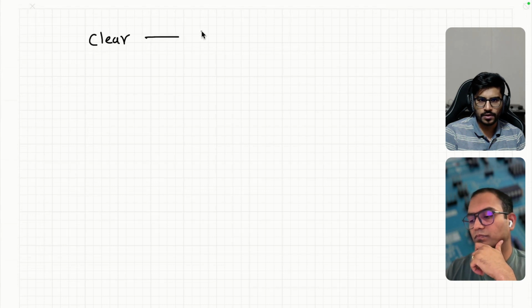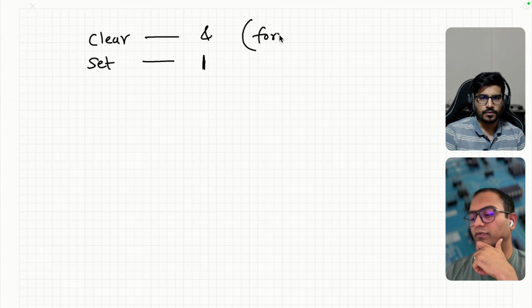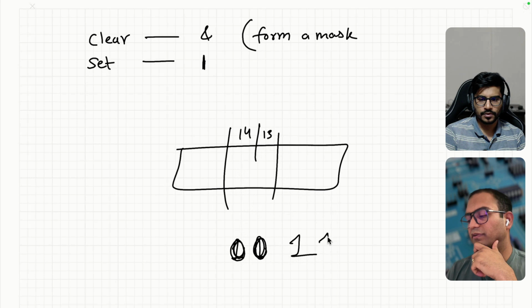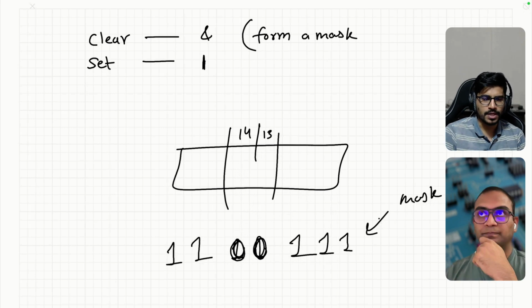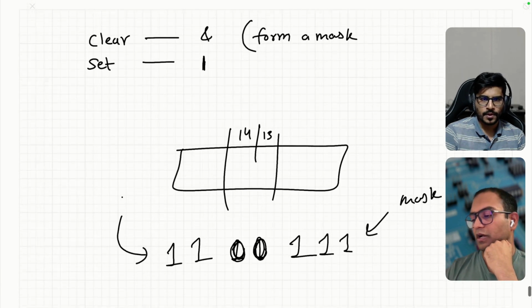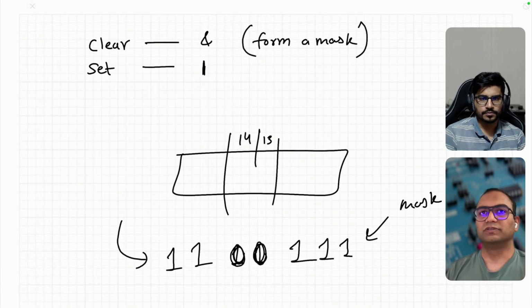Yes. To clear, use AND, then form a mask. And mask essentially means, whichever bits you wanted to clear should be 0, and everything else should be 1. There is a nifty trick to form a mask, and I think it's covered in a very detailed manner in the resources we are going to provide. The links to the resources will be in the description.